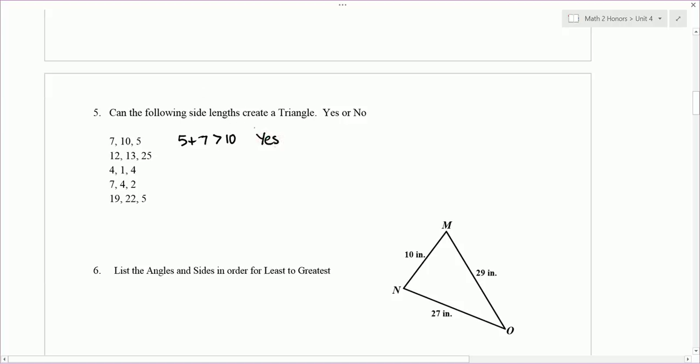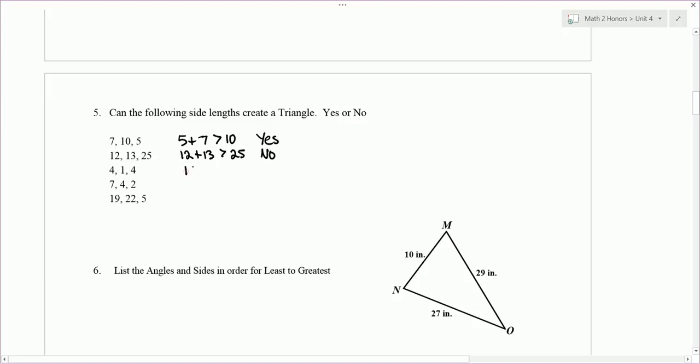Can the following side lengths create a triangle? Yes, they can. Same idea here. On the next one, you got 12 plus 13. Is that bigger than 25? No. So we can't create a triangle with those 3 side lengths.